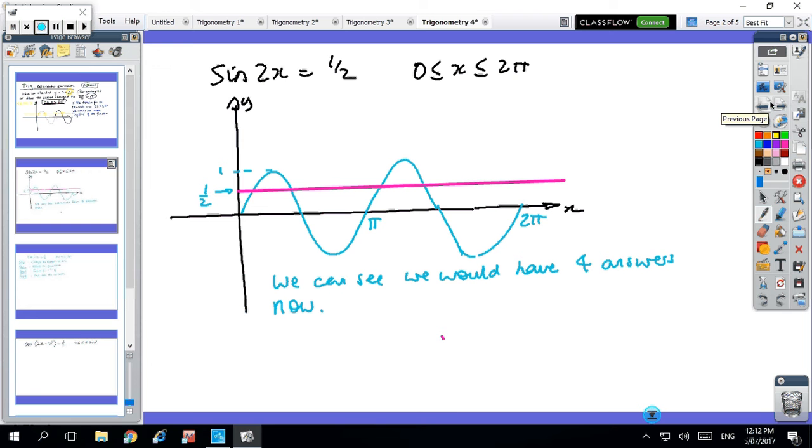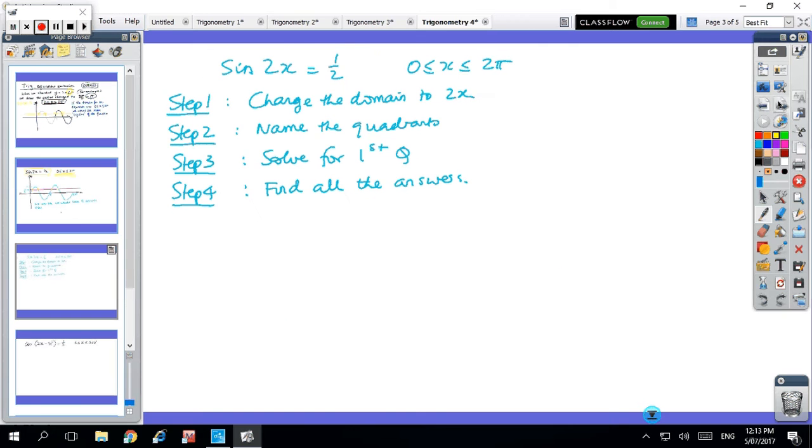Okay, so let's look at sine 2x equals a half, and I've drawn the sine. Again, you don't have to draw, but I'm just saying that's what's happening. We've got the sine graph going for 2 periods, and at a half, so we're going to get 4 answers. Okay, and we can see pretty straightforward there's going to be 4 answers, and we can see how we can find those answers. All the answers that we get will be between 0 and 2 pi at the end of the day. So here are the steps we're going to do.